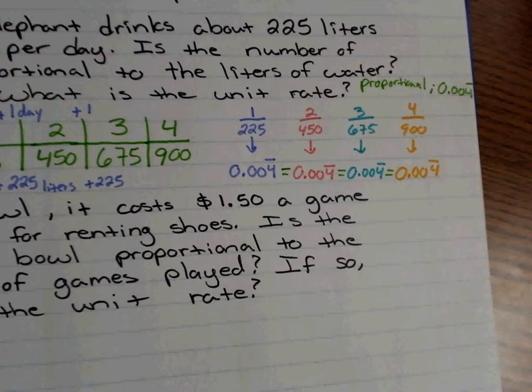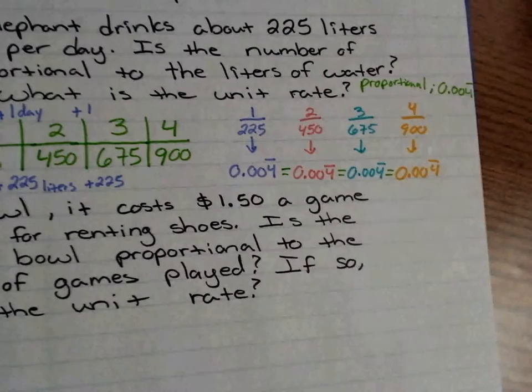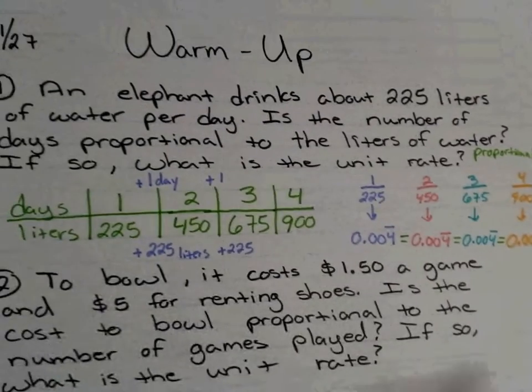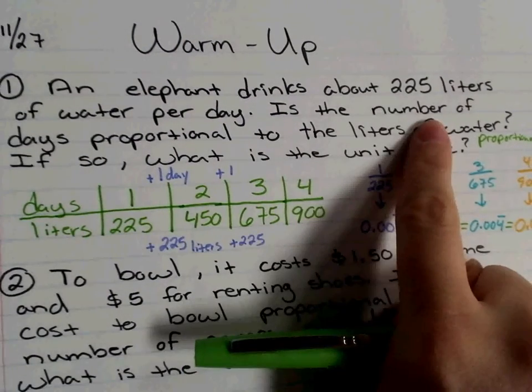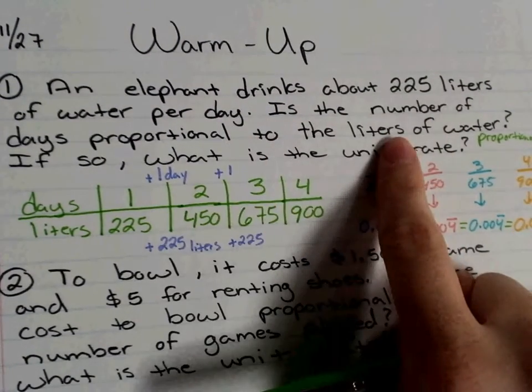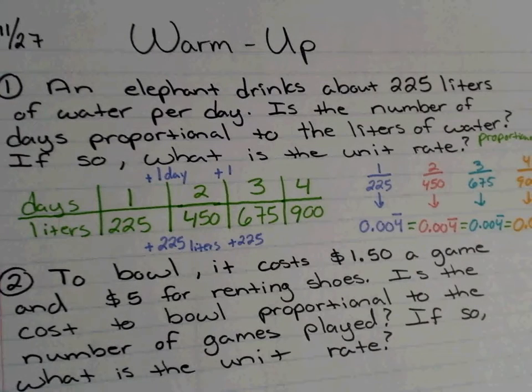Why is it not liters over days? Because the question wants it as days over liters. In the question, it tells you how to do it. Days proportional to liters. That means it has to be days over liters.